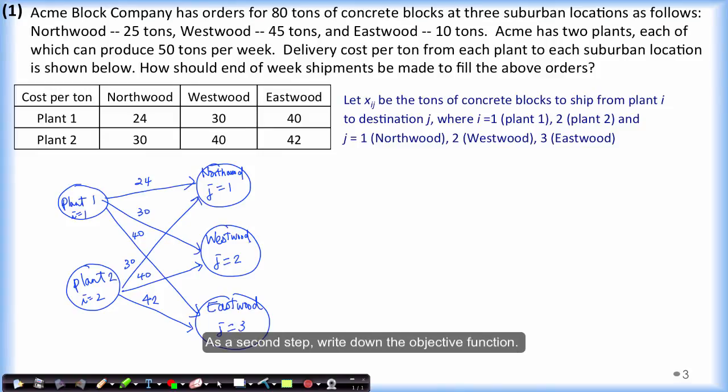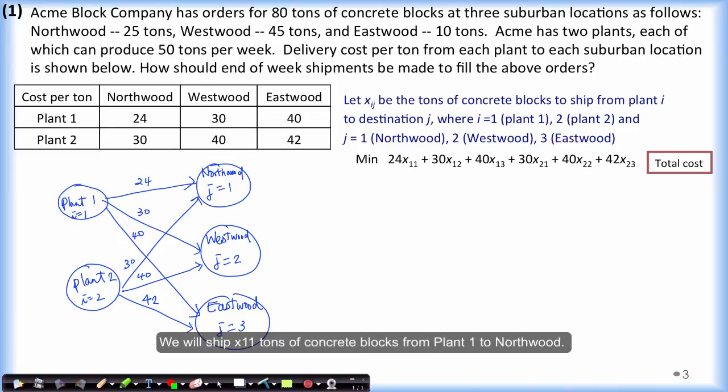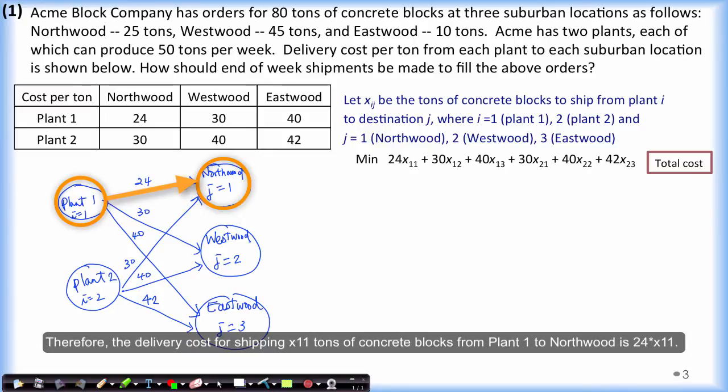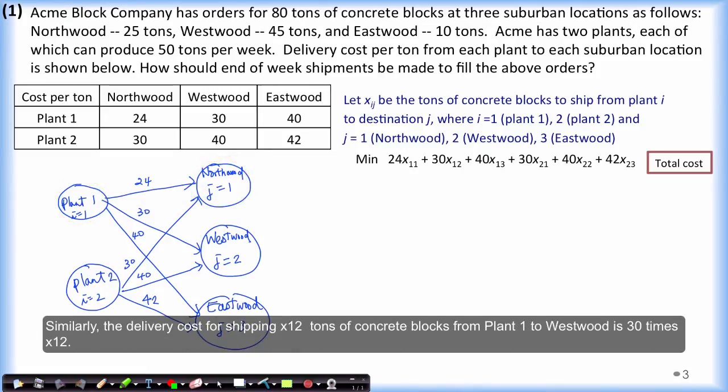As the second step, we want to write down the objective function. We will ship X11 tons of concrete block from plane 1 to Northwood, and it costs $24 to ship 1 ton of concrete block from plane 1 to Northwood. Therefore, the delivery cost for shipping X11 tons from plane 1 to Northwood is 24 times X11. Similarly, the delivery cost for shipping X12 tons from plane 1 to Westwood is 30 times X12.